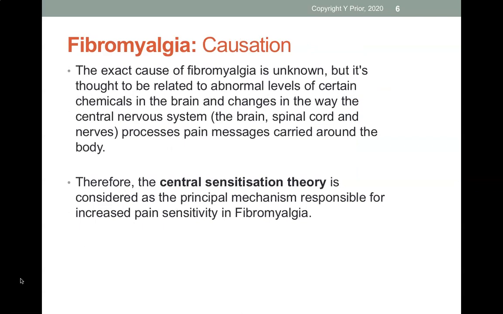The exact cause of fibromyalgia is unknown, but is thought to be related to abnormal levels of certain chemicals in the brain and changes in the way the central nervous system, the brain, spinal cord, and nerves, processes pain messages carried around the body. Therefore, the central sensitization theory is considered the principal mechanism responsible for increased pain severity in fibromyalgia.